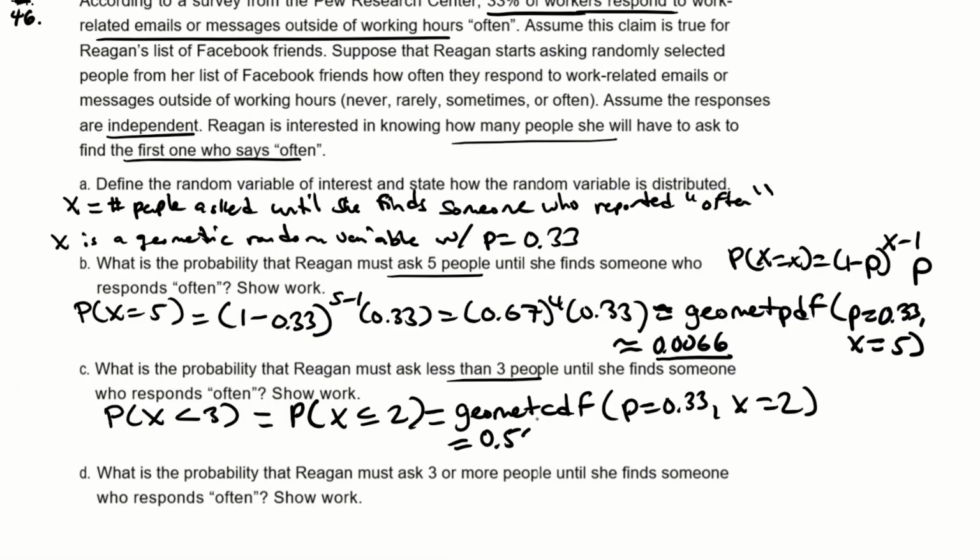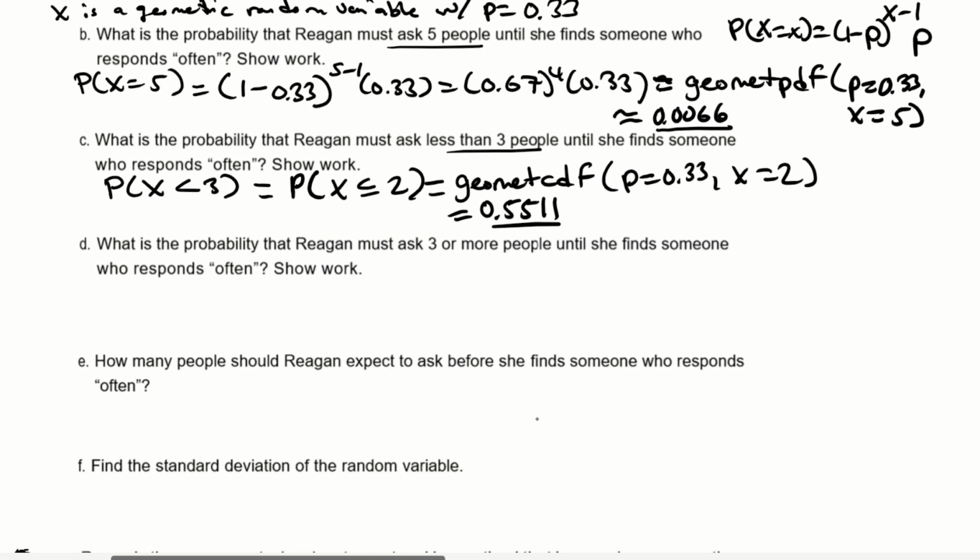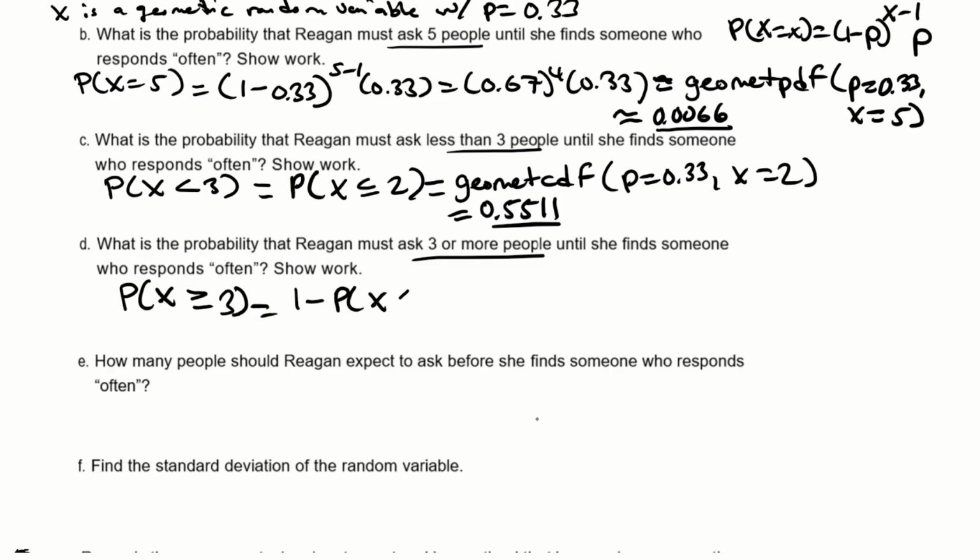All right, and now what is the probability that Reagan must ask 3 or more people? Okay, so the probability that X is greater than or equal to 3. Now, the opposite of greater than or equal to 3 is less than 3. And we just calculated that in part C. So it's 1 minus 0.5511, which is 0.4489.